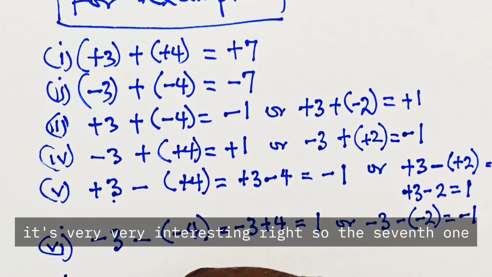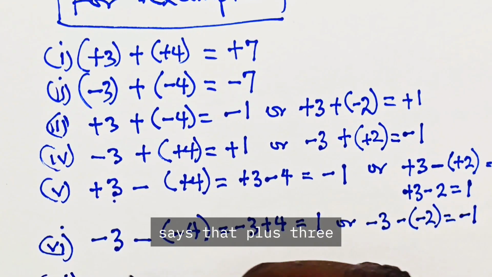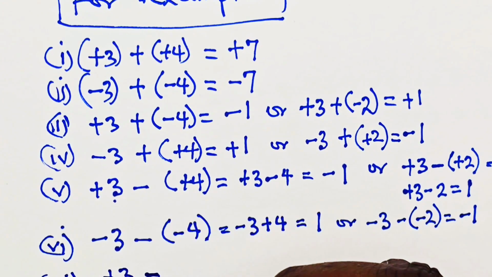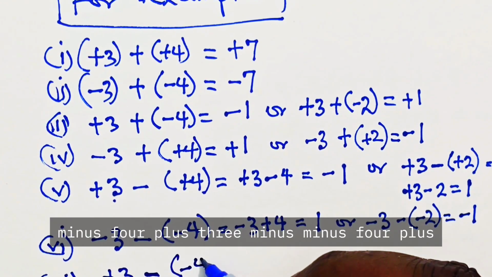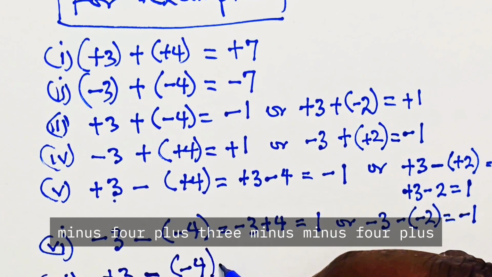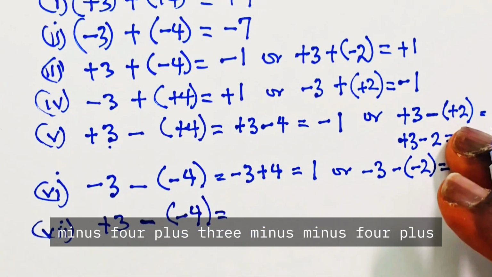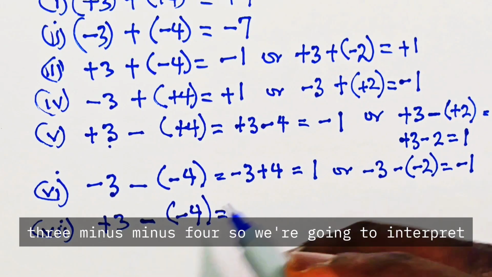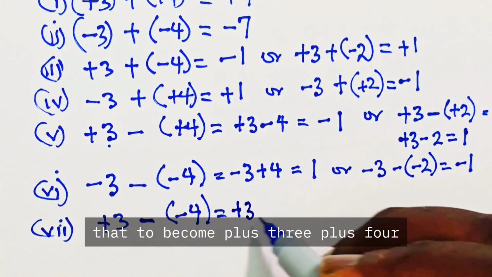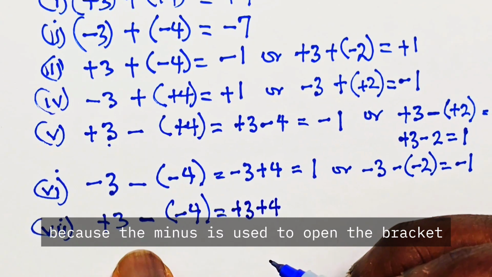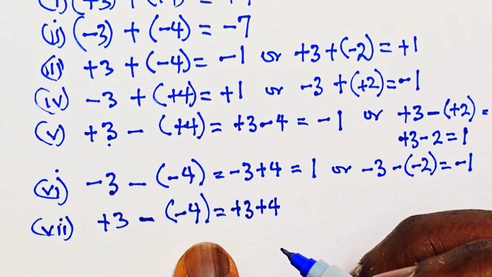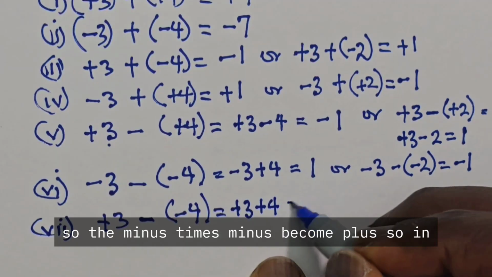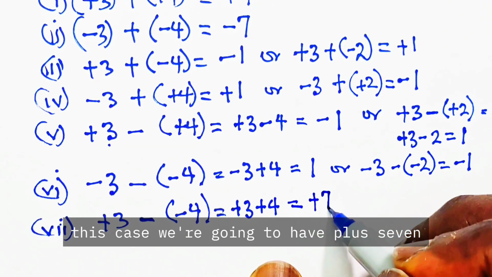So the seventh one says plus 3 minus, 4. Plus 3 minus 4. We're going to interpret that to become plus 3 plus 4, because the minus is used to open the bracket. So minus times minus becomes plus. So in this case, we're going to have plus 7.